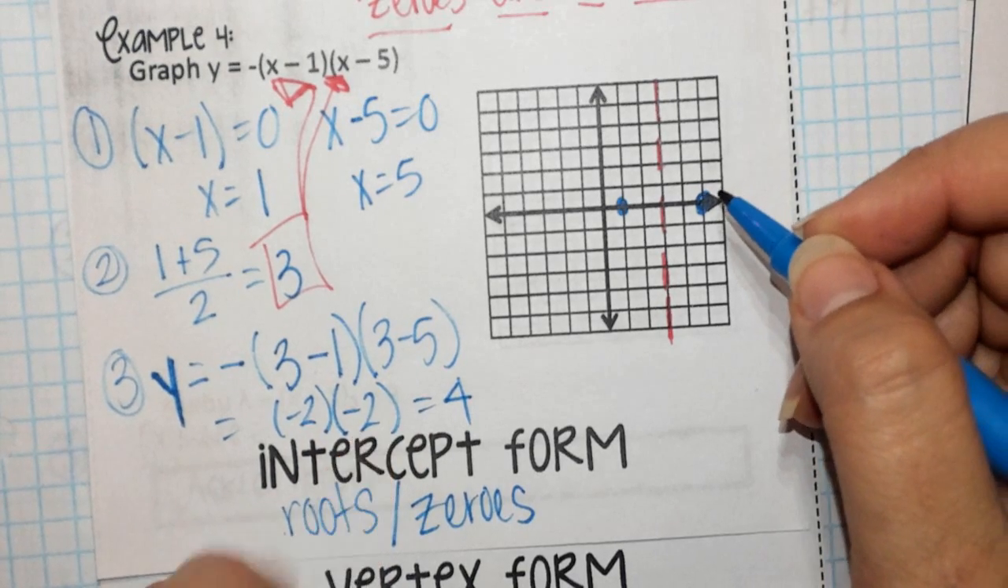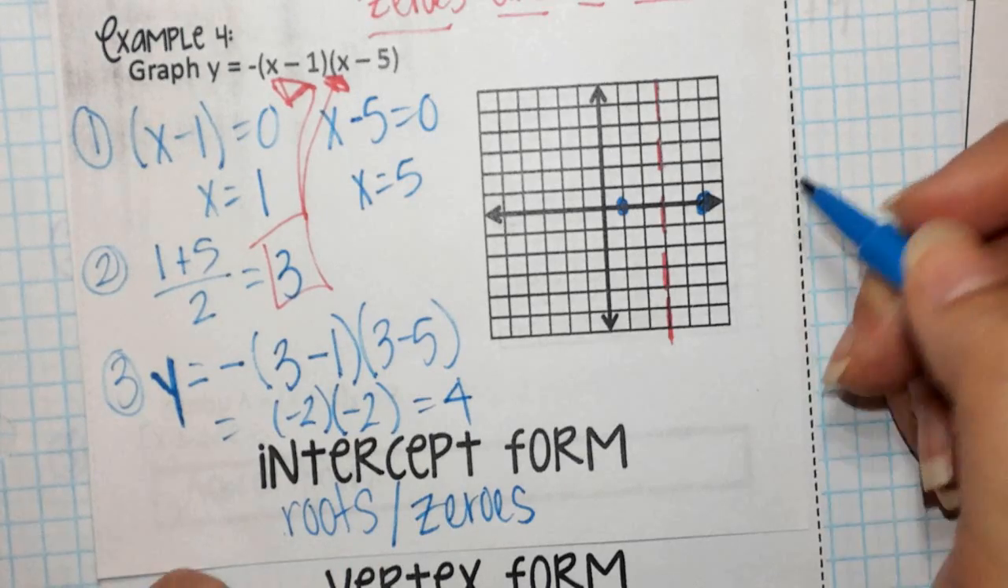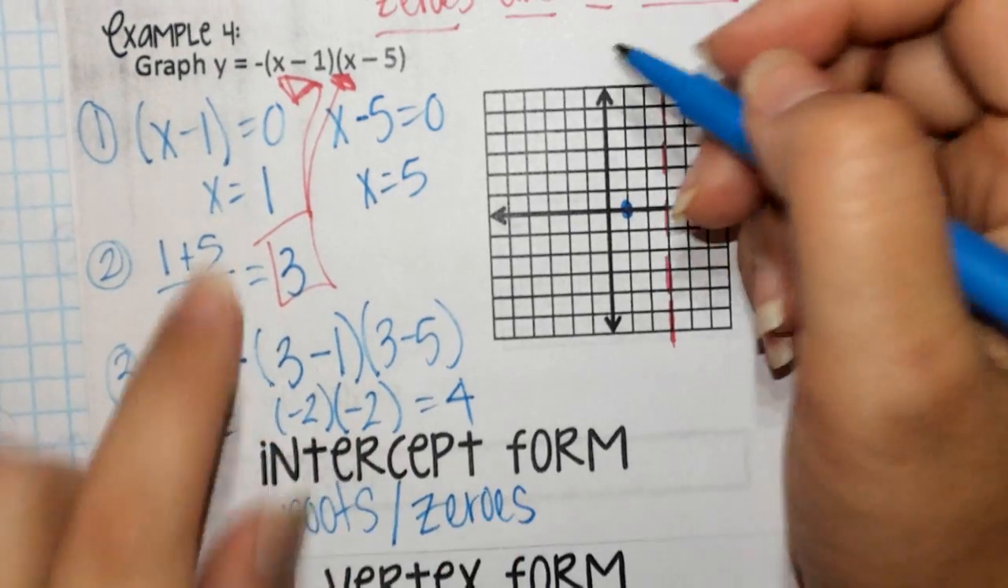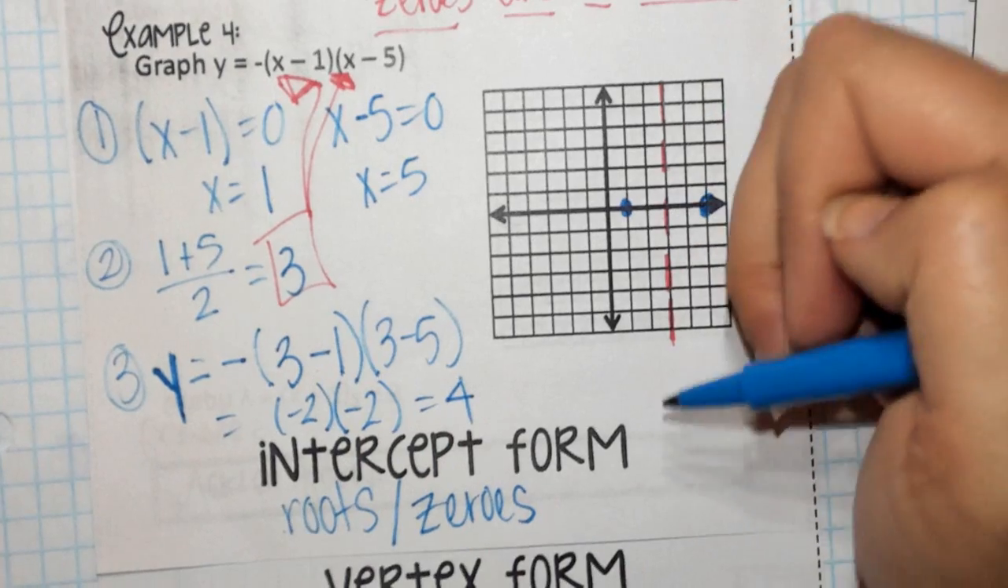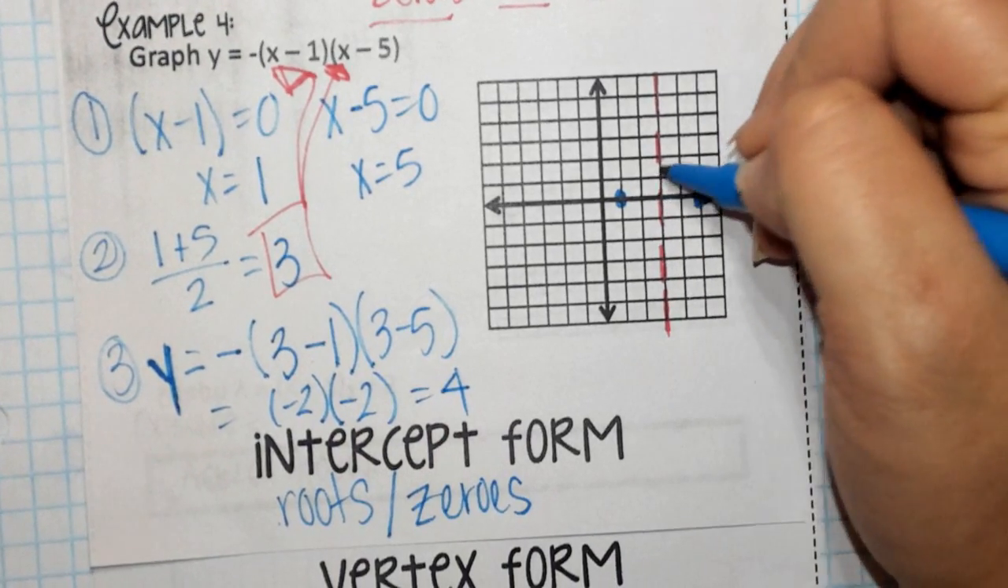Oh. Did a light bulb go off? Hallelujah! All right, now we need to plot 3, 4. How do I get to 3, 4? Oh, right. 3 over, 4 up.